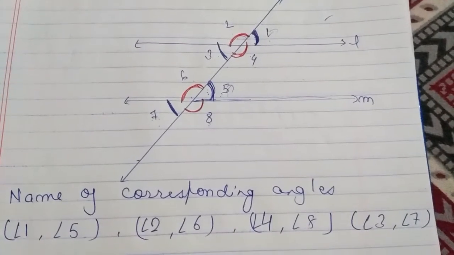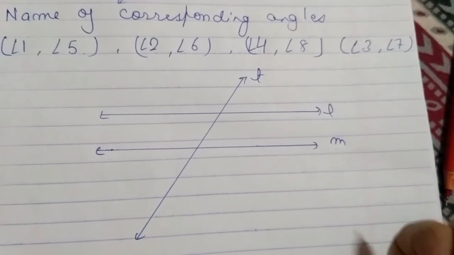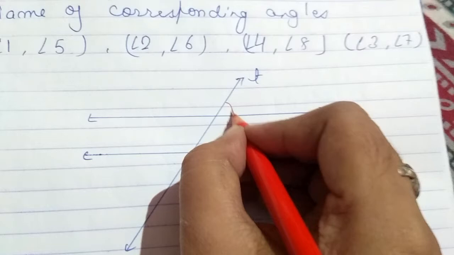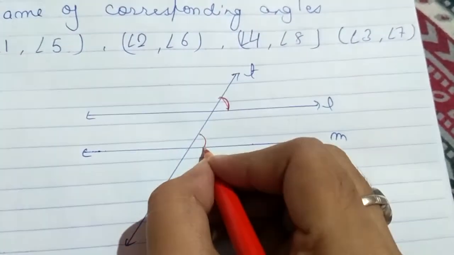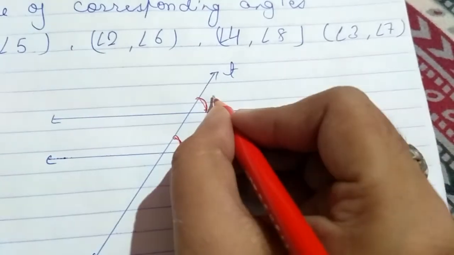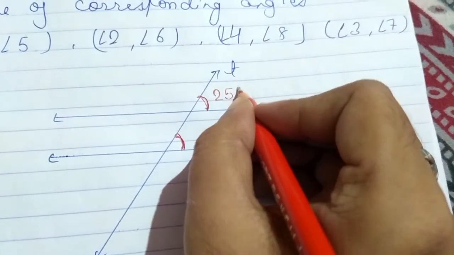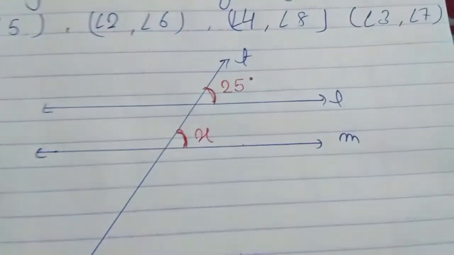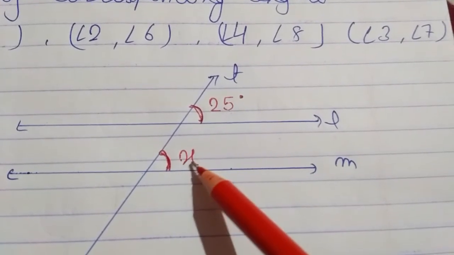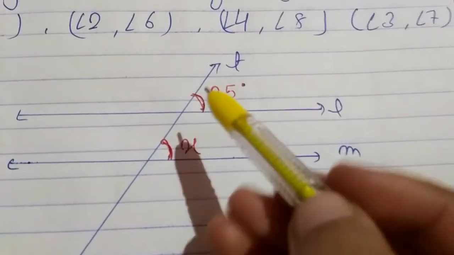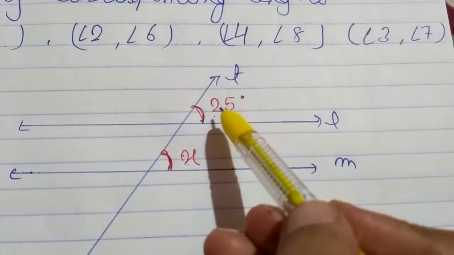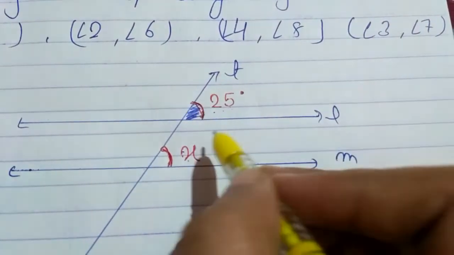Next property about corresponding angles. The second thing about corresponding angles is that this is the pair of corresponding angles. Suppose this and this pair is corresponding angles. Suppose it is given that here is 25 degrees and you have to find out this one. Try to understand please. If one angle is given as 25 and you have to find the second angle of the corresponding pair, then by the property of corresponding angles, corresponding angles are equal. That means this angle is equal to this angle.